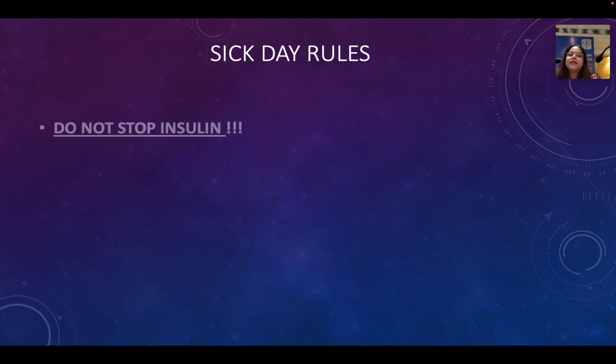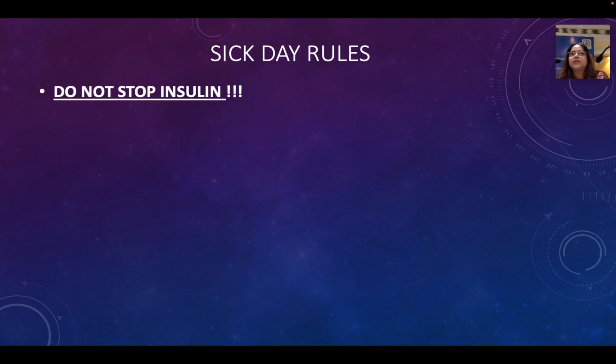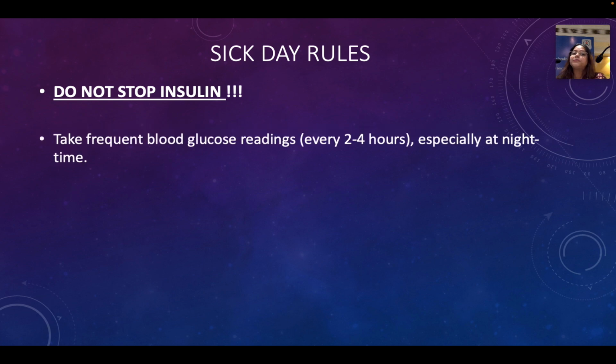Sick day rules: do not stop insulin. This happens so commonly that खा ही नहीं रहा था तो हमने इंसुलिन ही नहीं दिया बच्चे को, and the child lands up in DKA in hospital, because whenever the child is sick, their insulin requirement increases. So even if the child is eating less, the parents are supposed to give insulin. That is very, very important, that we are supposed to insist to every parent of a type 1 diabetes child.